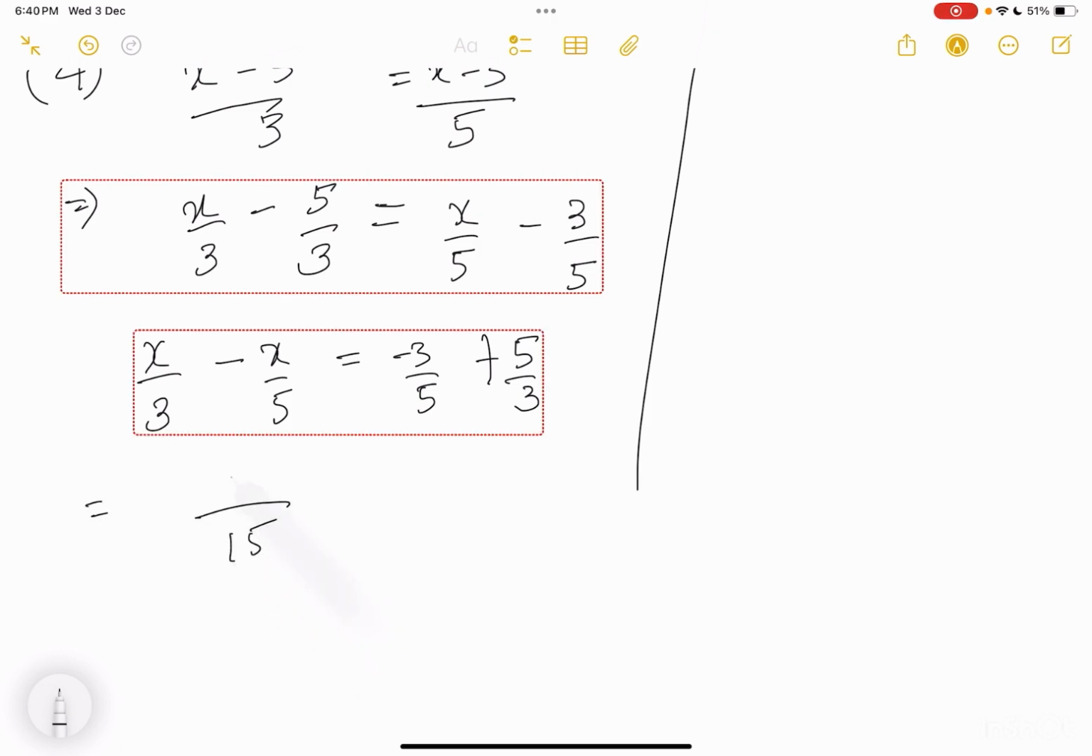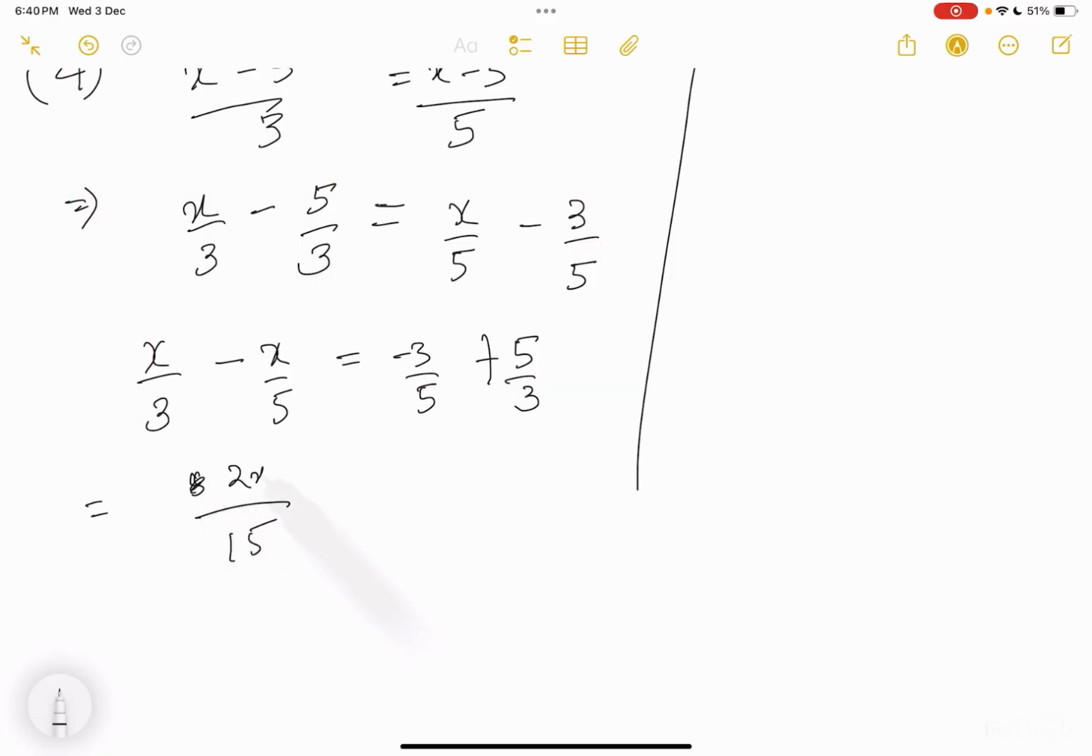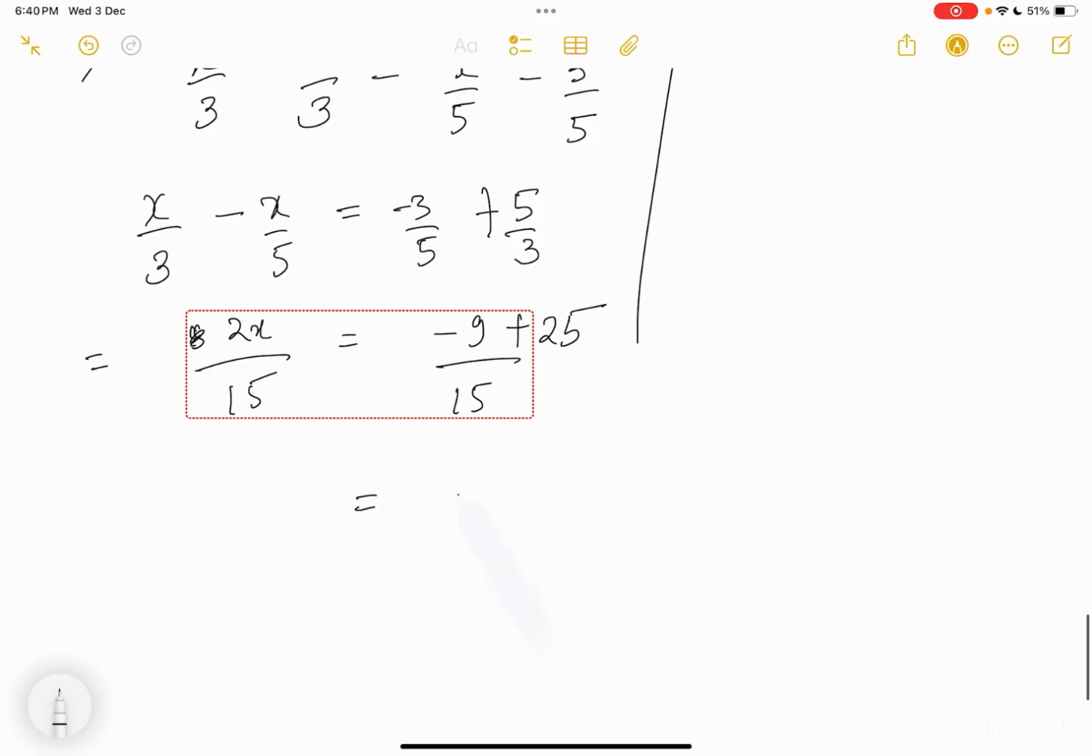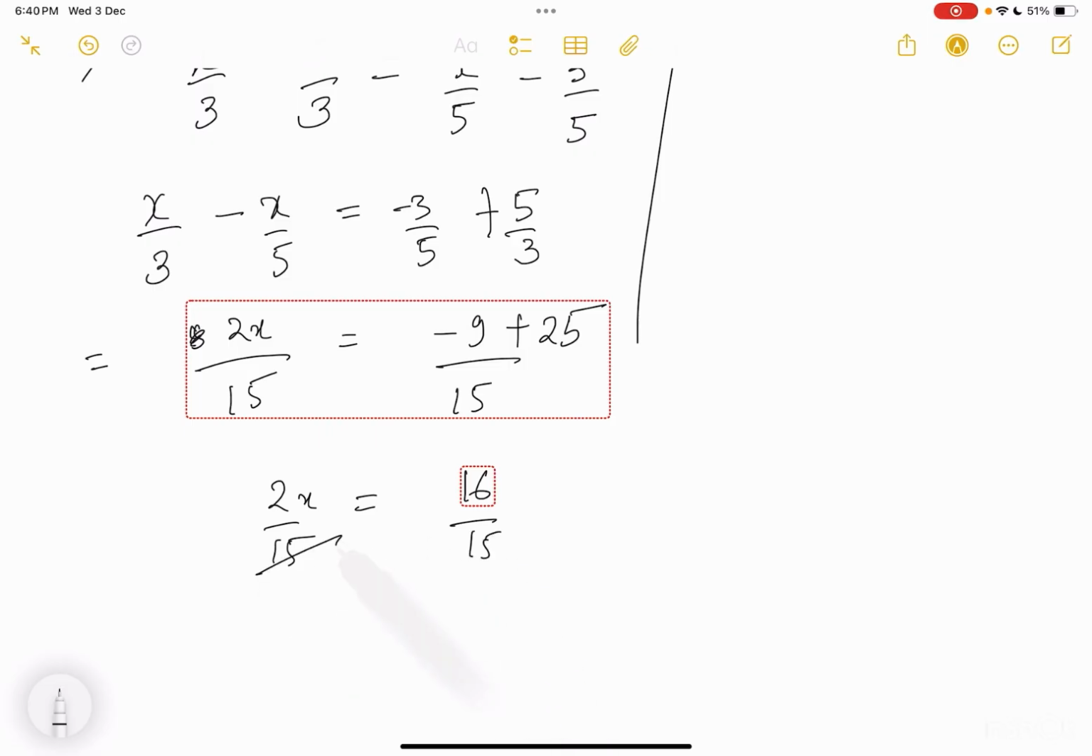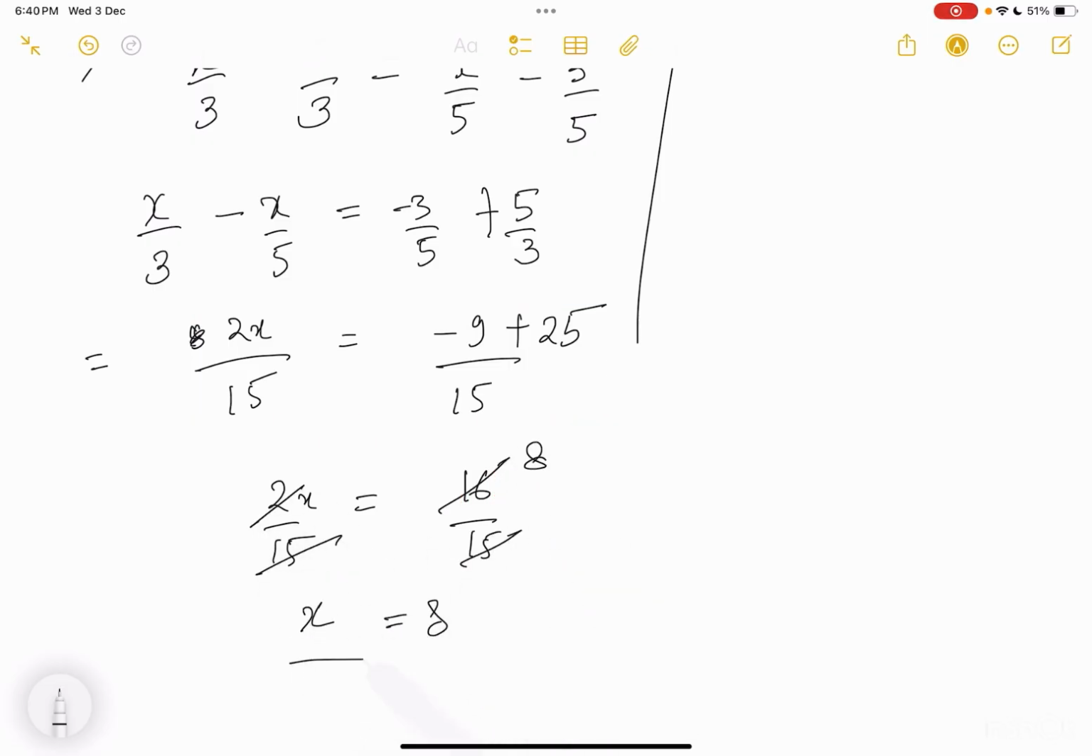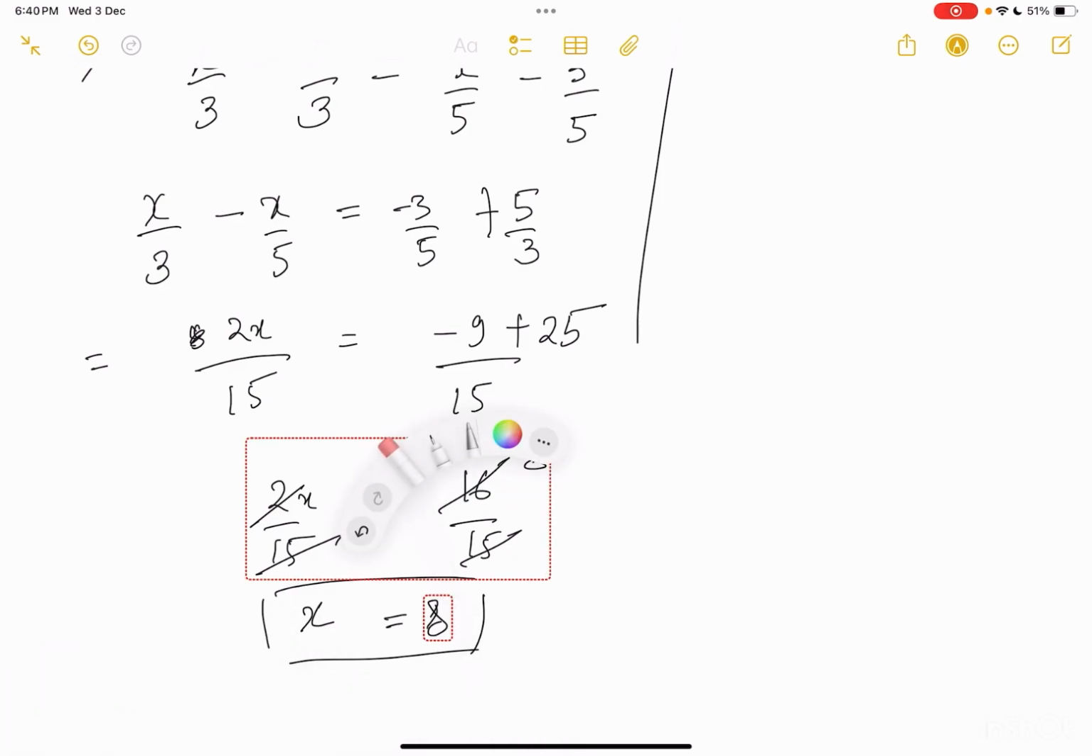LCM is 15. This will be 2x. Okay, and this will be minus 9, and this will be 25. Then this will be 16, and this will be 2x by 15. Cancel 15. Now this is much easier to cancel like this. Don't do cross multiplication. Cross multiplication unnecessarily takes up a lot of time.